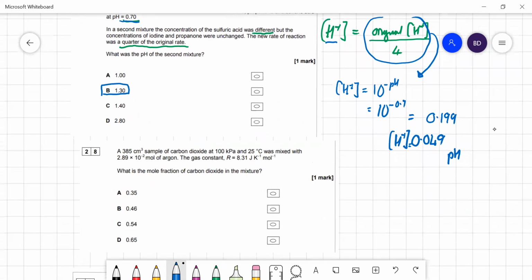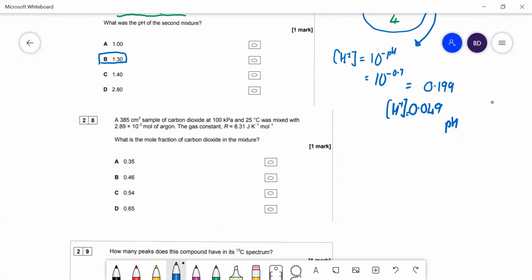Question 28. We've got a sample of carbon dioxide and some argon. What's the mole fraction of carbon dioxide in the mixture? So we need to work out how many moles of carbon dioxide we've got. We've got a volume, we've got pressure, so we're going to have to use the ideal gas equation. So PV = nRT, that means n, the number of moles of carbon dioxide, is going to be PV over RT, which is 100 times 10 to the 3, because we've got to have pressure in pascals, not kilopascals.